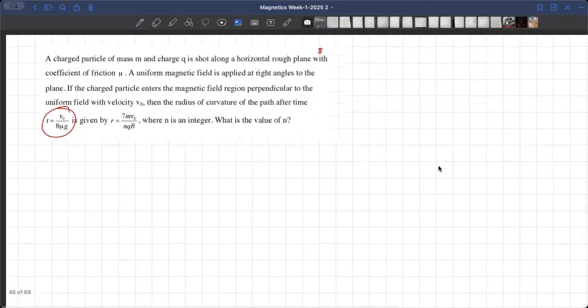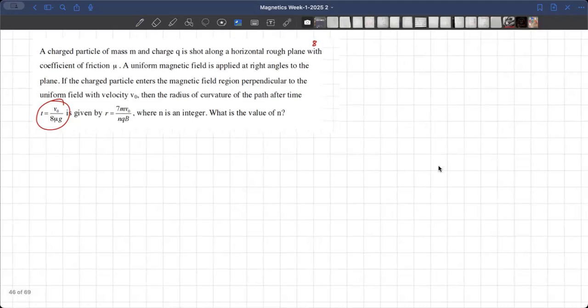A charged particle of mass m and charge q is shot along a horizontal rough plane with coefficient of friction mu. A uniform magnetic field is applied at right angles to the plane. If the charged particle enters the magnetic field region perpendicular to the uniform field with velocity v0, then the radius of curvature of the path after so and so time is given by.